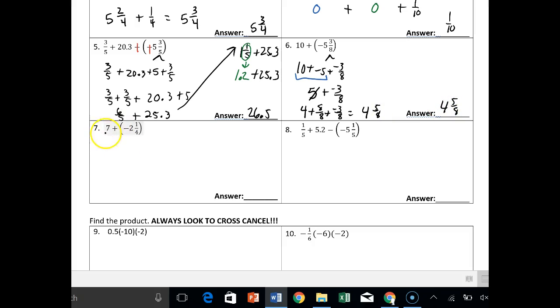Number 7 I'm going to let you do because it's exactly like number 6. Number 8 I'm going to let you do because it's very similar to number 5.